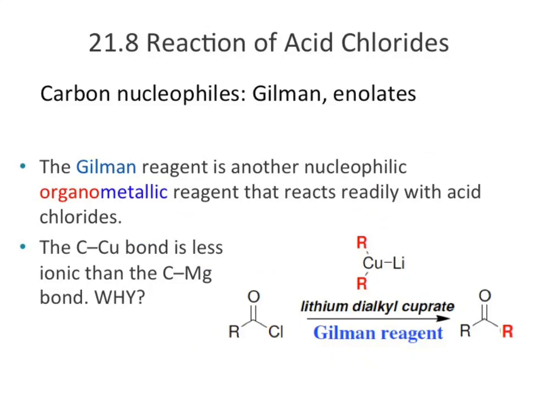Your Gilman reagent is your other nucleophilic carbon. To get those, we can use that organocupric stuff that we were talking about before. So you can react your acyl chloride with that organometallic, and you get the same kind of idea. You'll end up with your ketone. Okay.